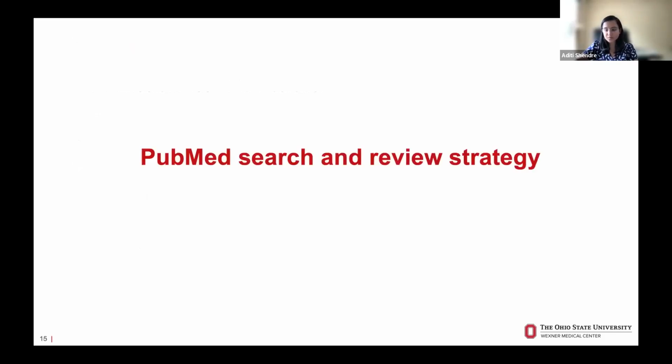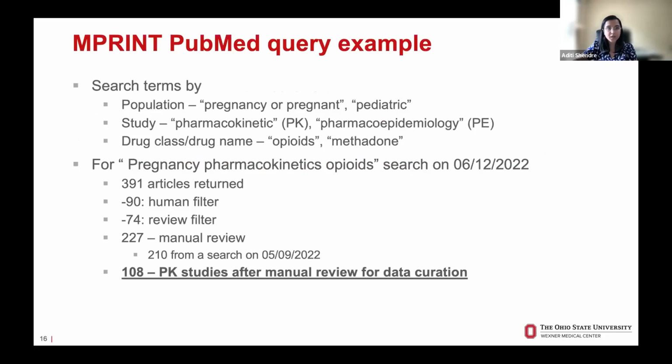So to briefly talk about the PubMed search itself and the review strategy that we currently used. The search terms that we applied were the population focus, so either pregnancy or pediatric population, then study focus, where at this point we are looking at pharmacokinetics and pharmacoepidemiology, and then drug classes or drug names themselves. We started with pregnancy, pharmacokinetic opioids, something small and what we considered a relatively easy way to curate some data, and then opioids because one of the centers of excellence is focusing on that drug class. So we started with those.